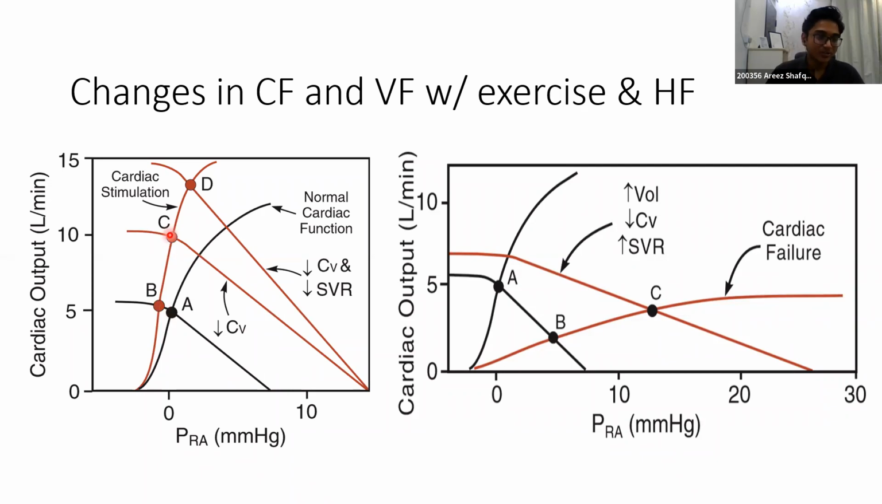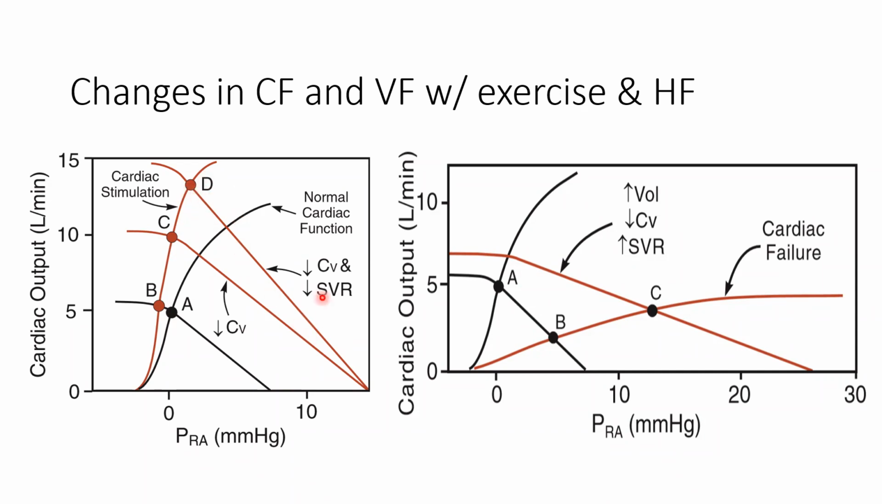Sympathetics also vasoconstrict via alpha-1 receptors. This will increase the slope of the curve like this to point D. So the new equilibrium is point D. Okay. This is an exercise.